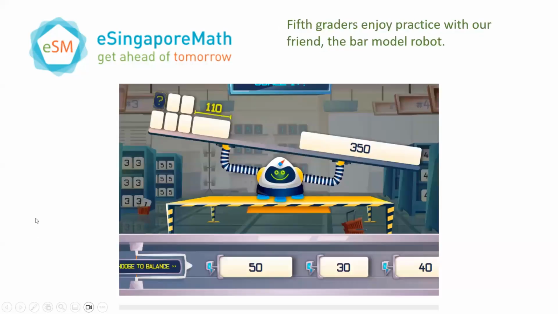And of course, not to be left out, the fifth graders have an opportunity to practice with the robot. Look at the sophistication of this fifth grade level game.